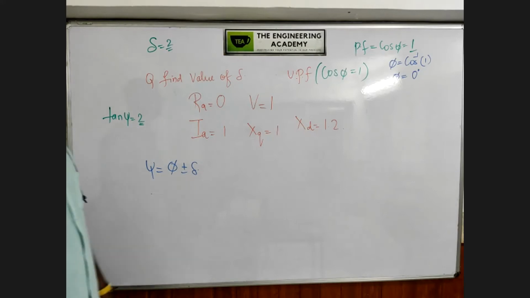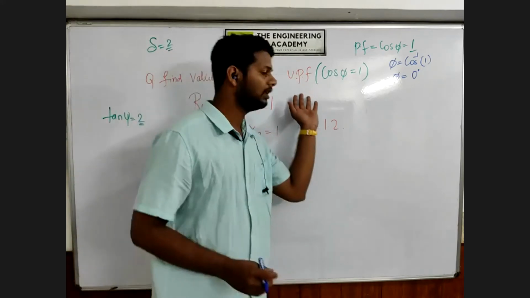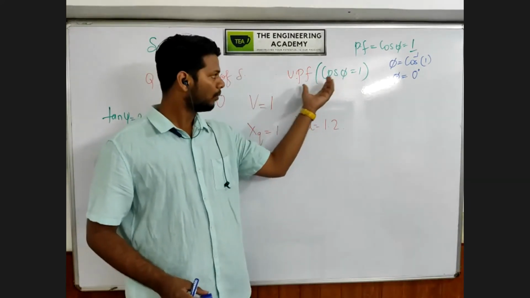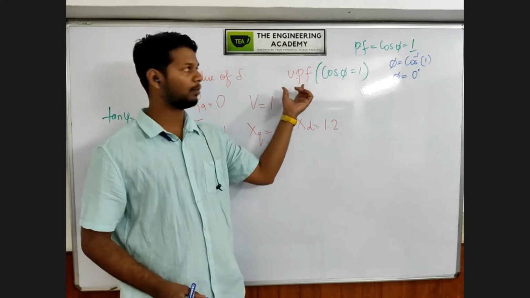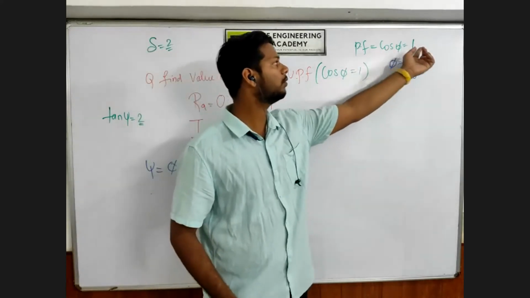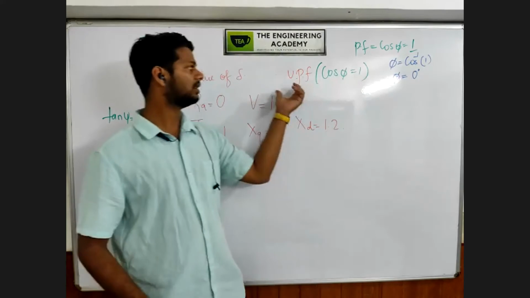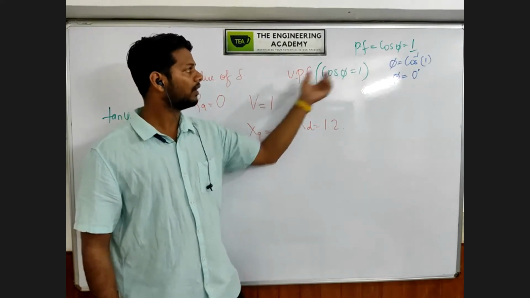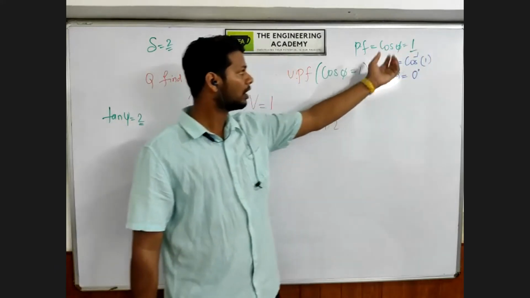Okay, listen. What do they say in the question? Unity power factor. What does unity power factor mean? First of all, you have to know what power factor is. Power factor is cos phi. Cos phi is equal to 1. Why have I written this? Because they said in the question unity power factor. So for unity power factor, cos phi is equal to 1.